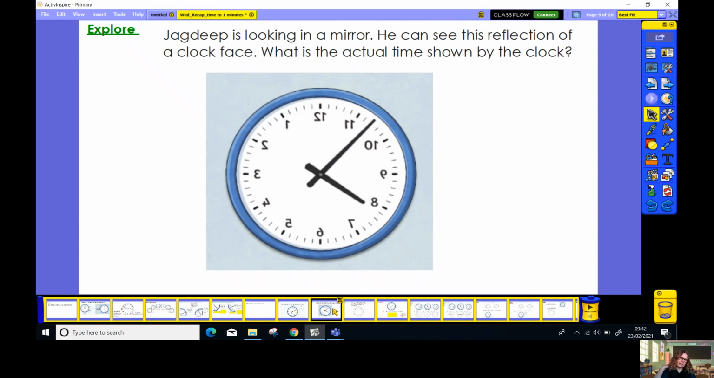Now, this is a little bit more complicated. Jagdeep is looking in a mirror. He can see his reflection. He can see the reflection of the clock face. What is the actual time shown on the clock?